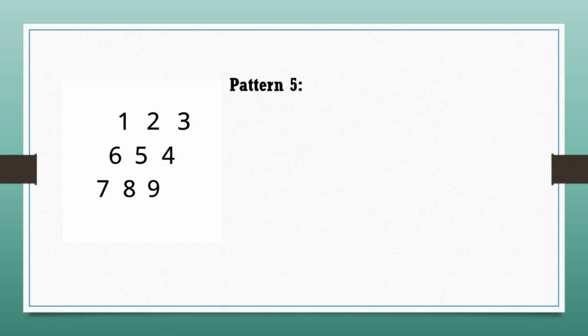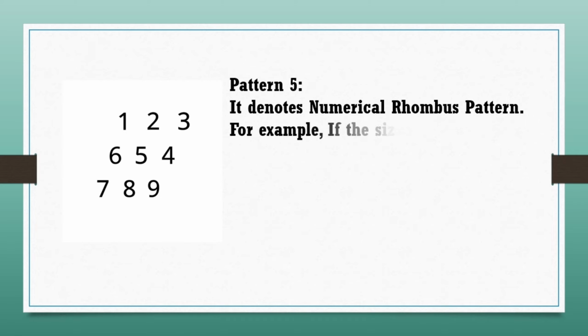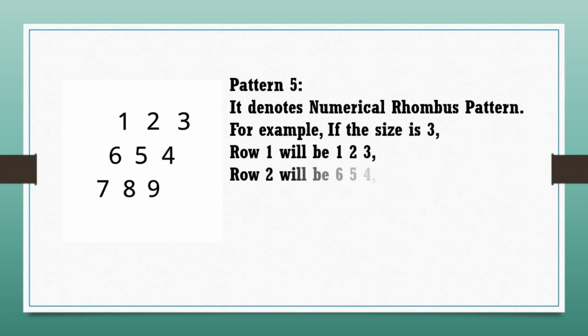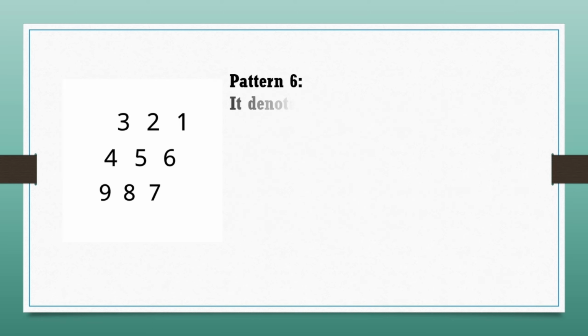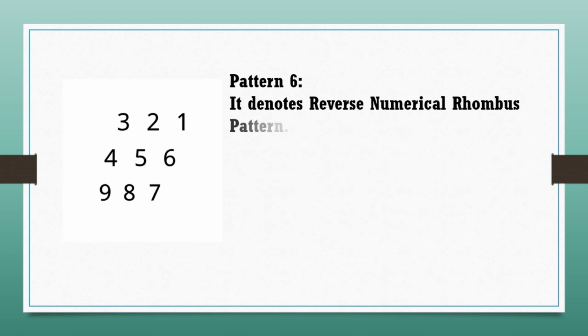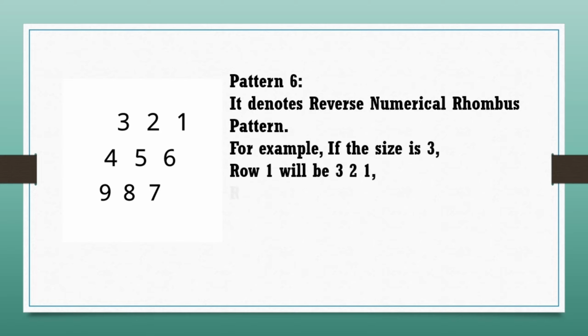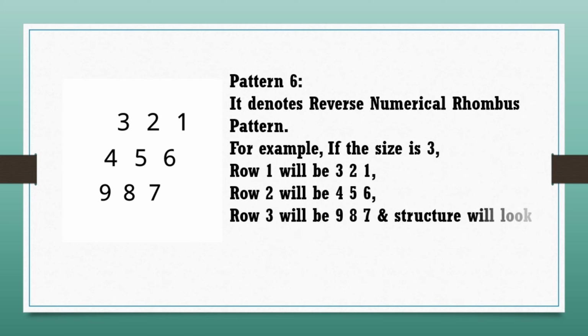Pattern 5. It denotes numerical rhombus pattern. For example, if the size is 3, row 1 will be 1, 2, 3, row 2 will be 6, 5, 4, row 3 will be 7, 8, 9, and the structure will look like a staircase or snake. Pattern 6. It denotes reverse numerical rhombus pattern. For example, if the size is 3, row 1 will be 3, 2, 1, row 2 will be 4, 5, 6, row 3 will be 9, 8, 7, and the structure will look like a staircase or snake.